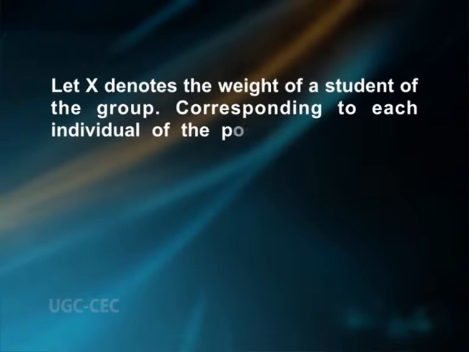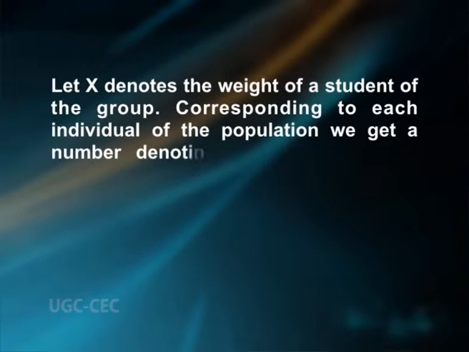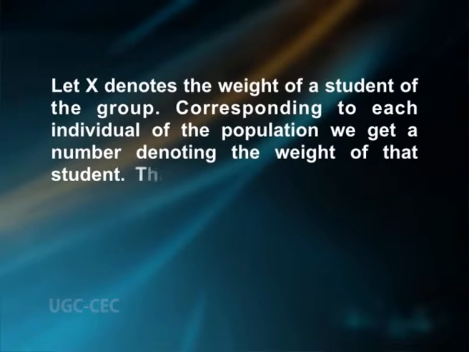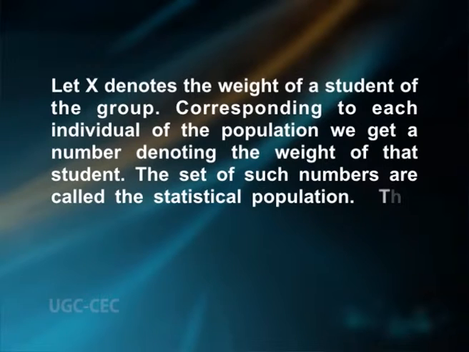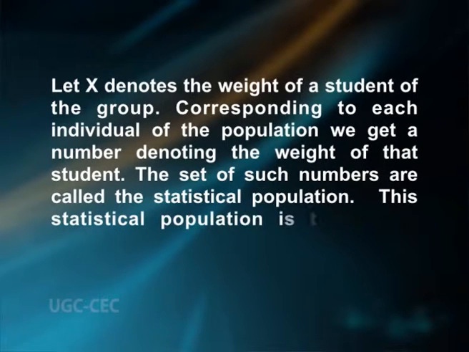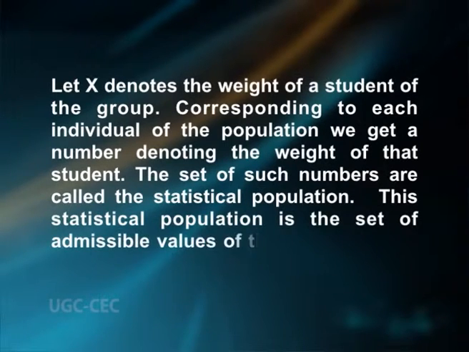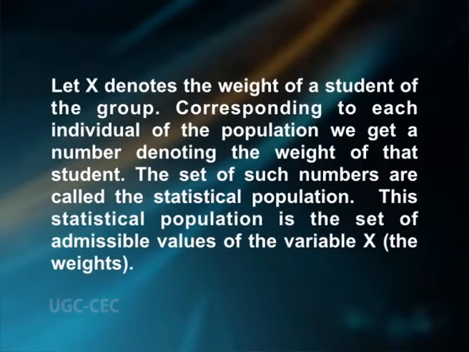Corresponding to each individual of the population, we get a number denoting the weight of that student. The set of such numbers is called the statistical population. This statistical population is the set of admissible values of the variable x, the weights. If the population under a statistical investigation consists of a finite number of values, it is termed finite, otherwise it is an infinite population.